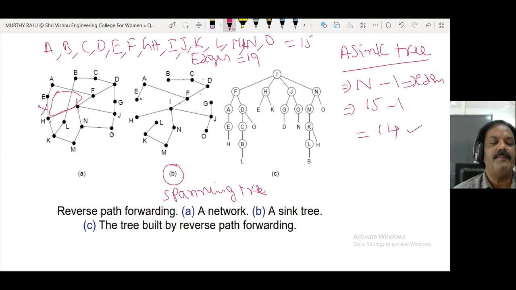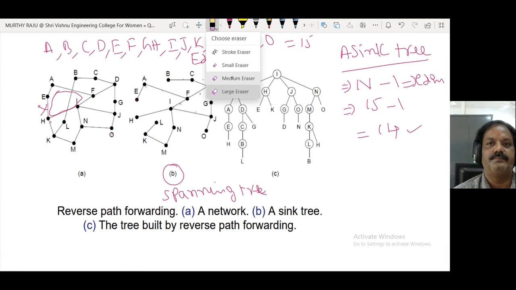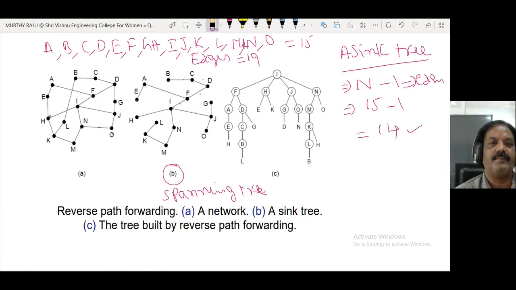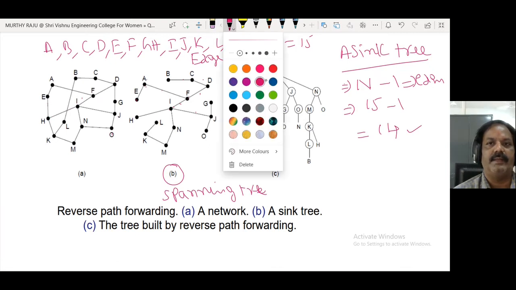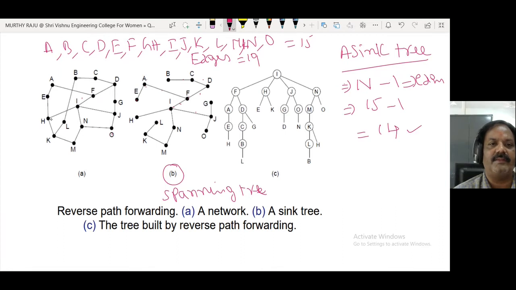Therefore, this subgraph consists of all the nodes within the subgraph. It connects all the nodes: E to A to F, F to I to H. Okay. This first one is completed. Coming to the second one. In the second graph, this is the second loop.